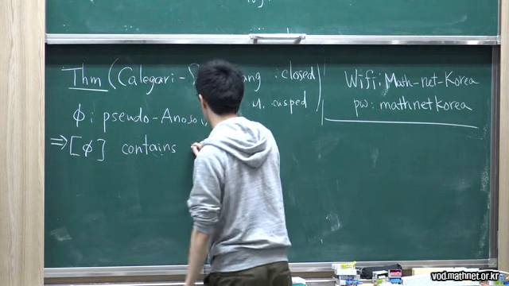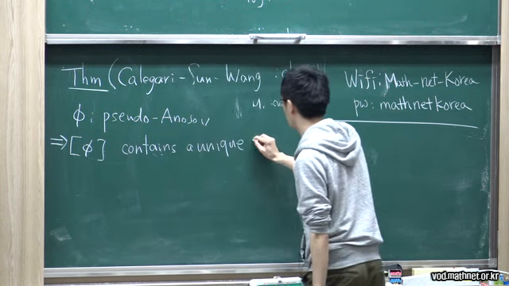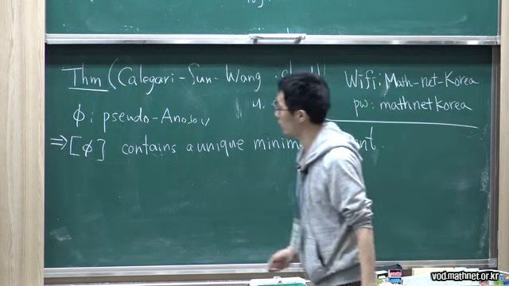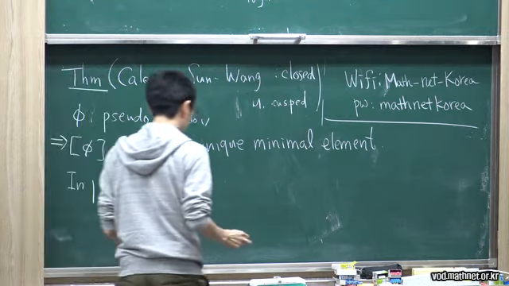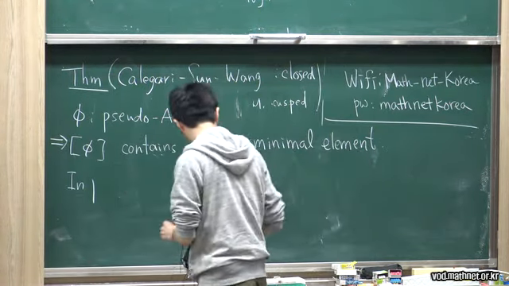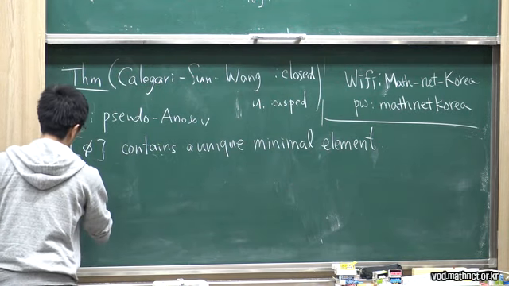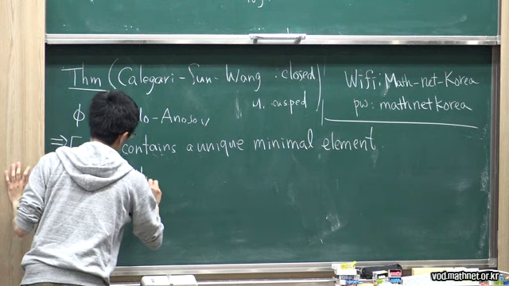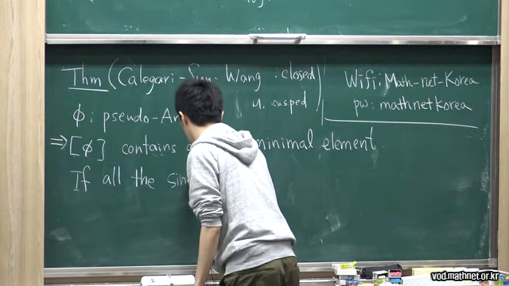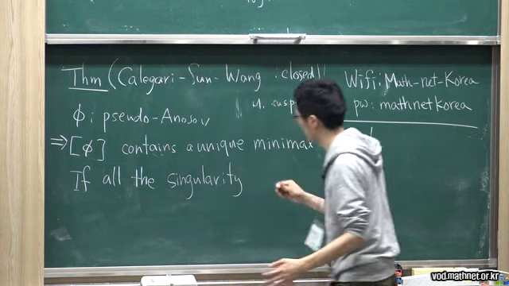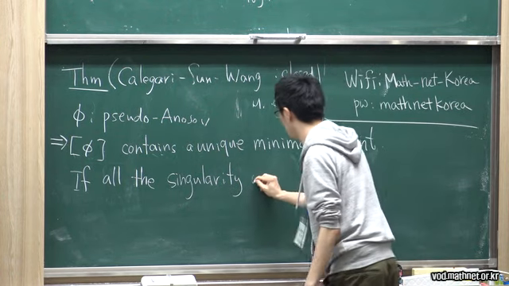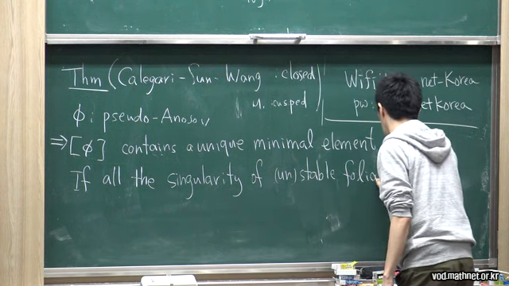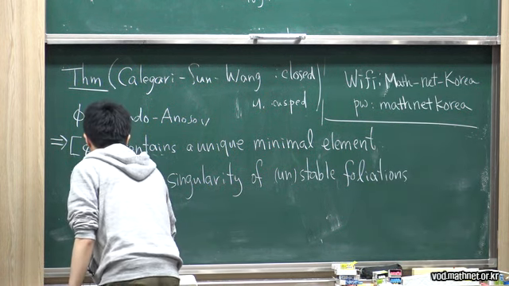Each class contains a unique minimal element, and moreover, if all the singularities of the singular foliation, so here we have to think about the singular foliations of the unstable or stable foliations, are punctured. So they are on the puncture.